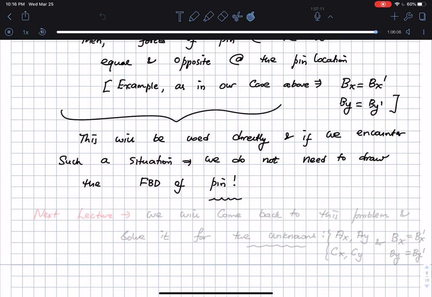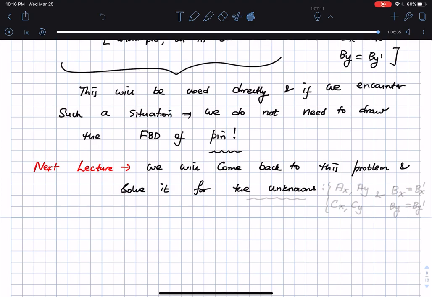Okay, and in the next lecture, I just want to make a quick note, we will come back to this problem and solve it for the unknowns, which are Ax, Ay, Cx, Cy, and Bx, which is the same as Bx prime, By, which is the same as By prime.